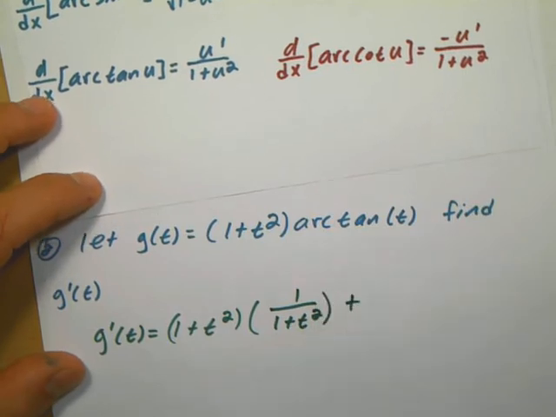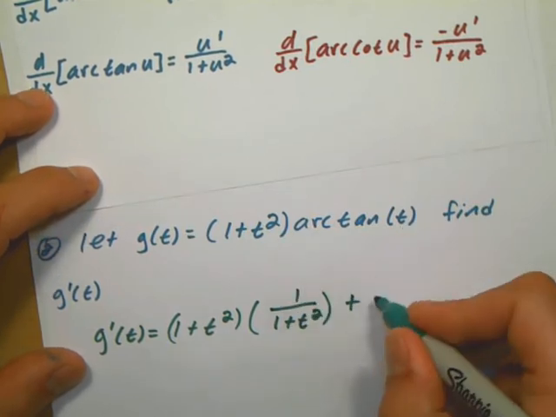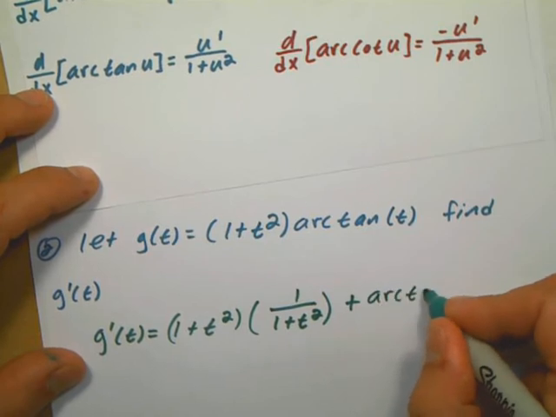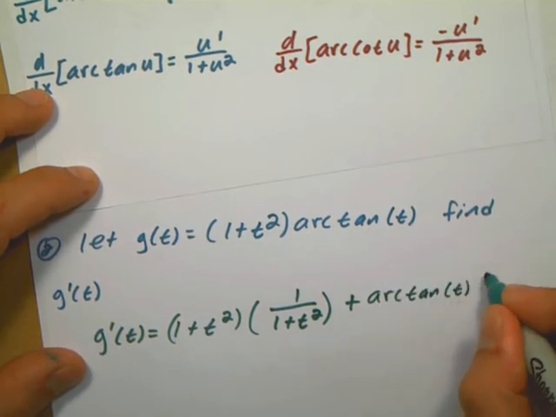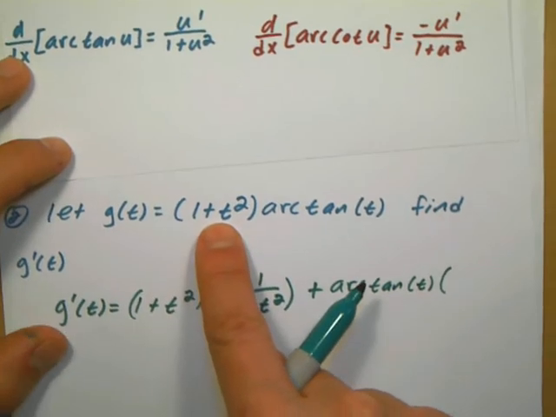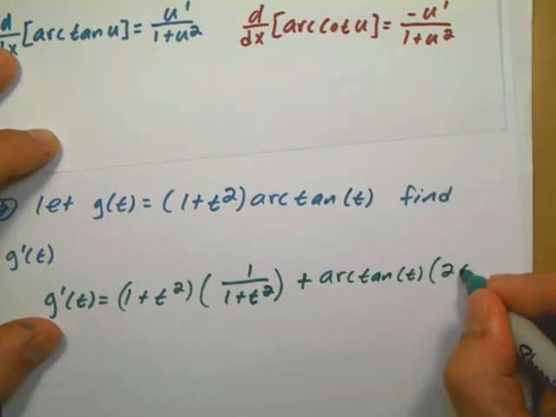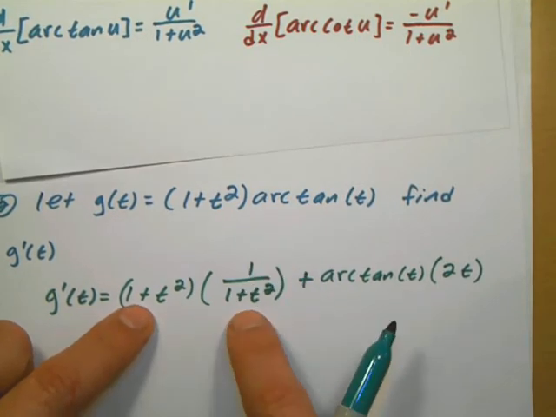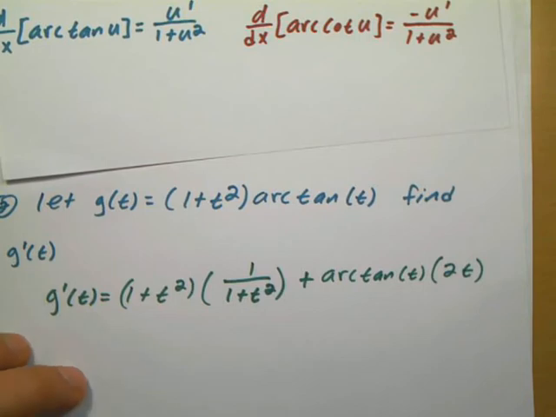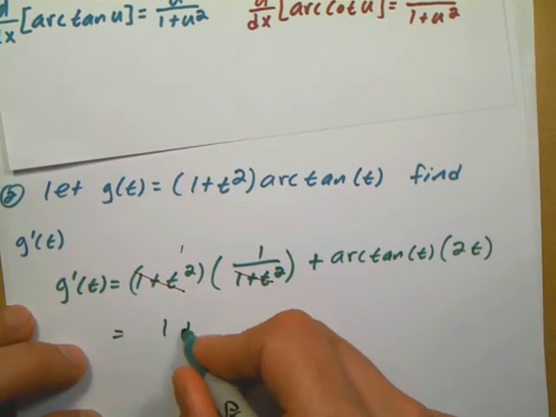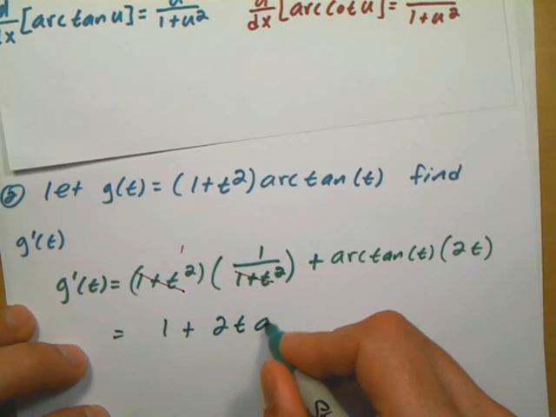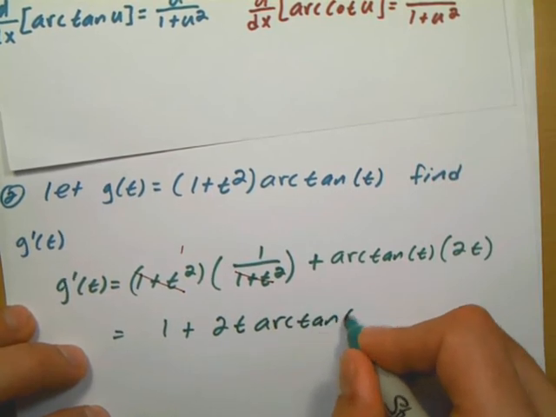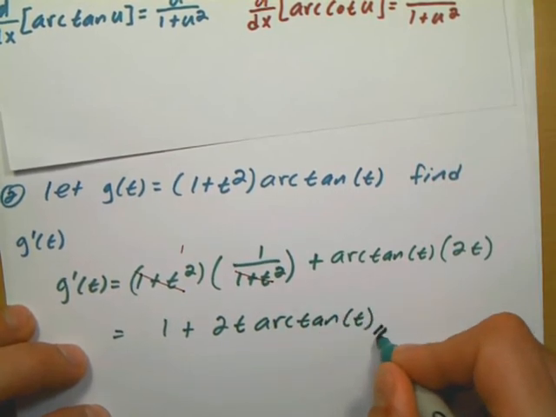Second half of the product rule is going to be keep arctangent the same, and it's going to be times the derivative of 1 plus t squared, so it's going to be 2t. Notice on this side I have 1 plus t squared times 1 over 1 plus t squared, so this reduces nicely, so this just becomes 1. So my simplified answer is 1 plus 2t arctangent of t, and that's my answer.